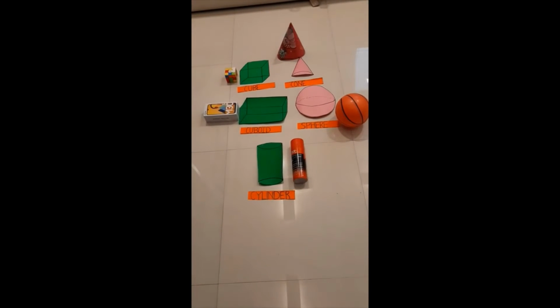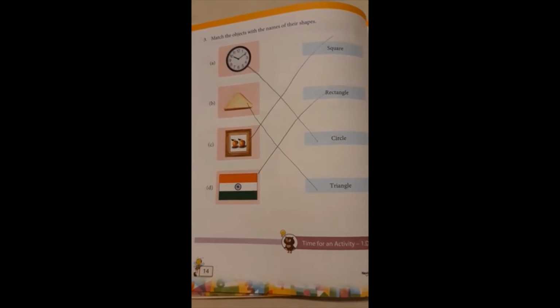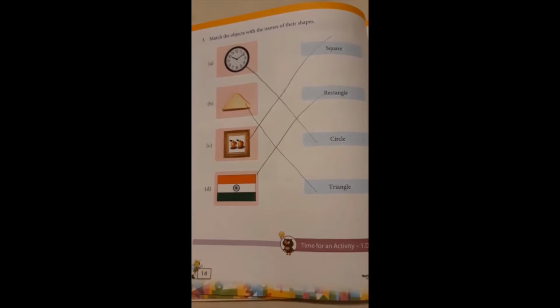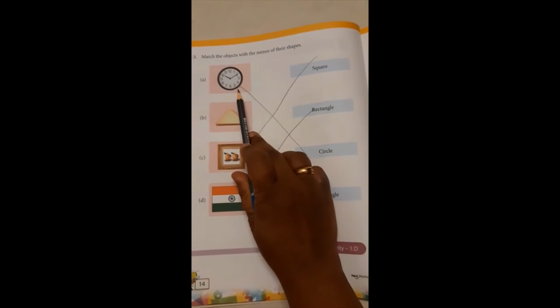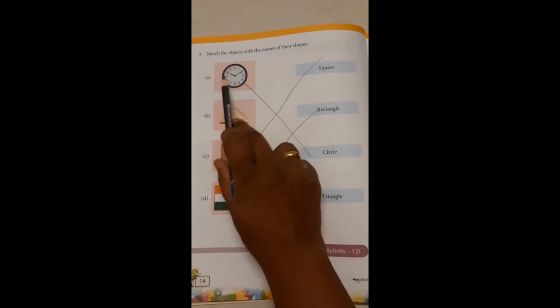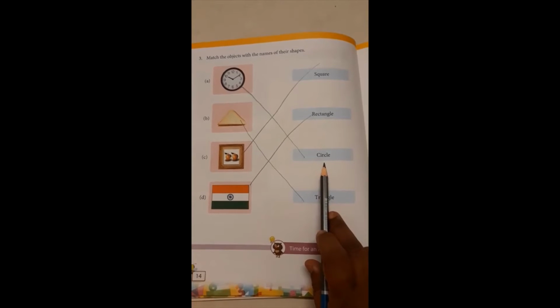These shapes are known as solid shapes. Next exercise is on page number 14. Match the objects with the names of their shapes. Can you see the first object? It's a clock. But what is the shape here? Circle. So we will match with the spelling of circle.